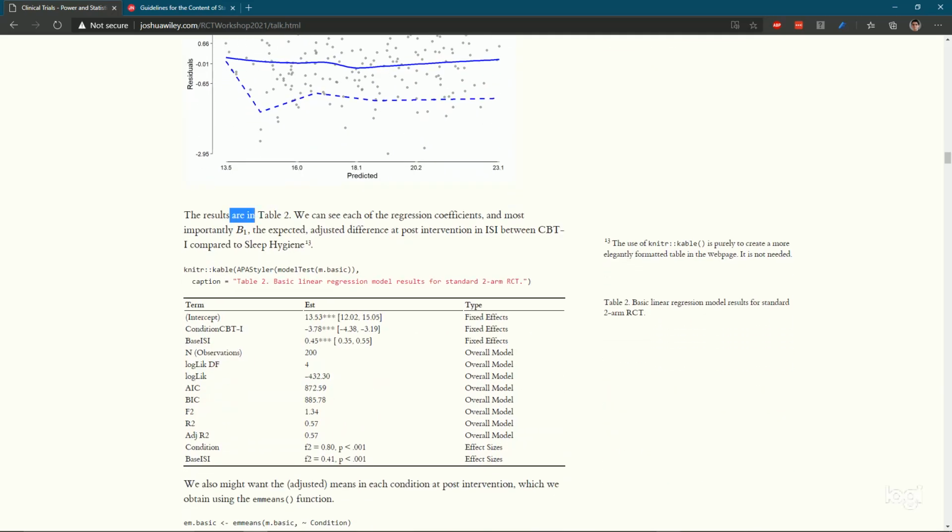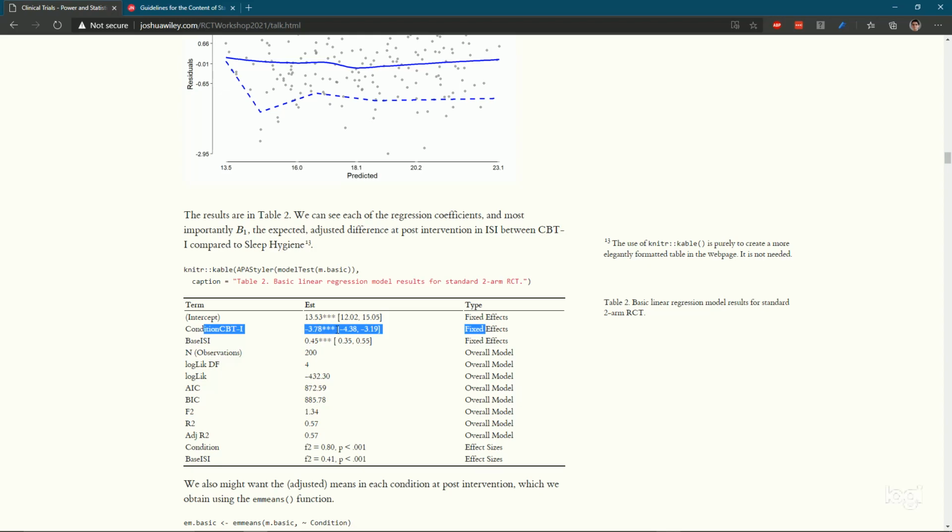Then we can go ahead and look at the results from this regression model. So here, model test, style it for APA, and you get this table here. You can see the estimate for the intercept, asterisks for p-values, 95% confidence interval, and the estimate for condition CBTI, which is what we're probably really interested in. This is adjusted for baseline ISI. What is the post-intervention ISI difference in CBTI compared to sleep hygiene education? Here it's saying that CBTI has a 3.78 point lower ISI, adjusted for baseline.